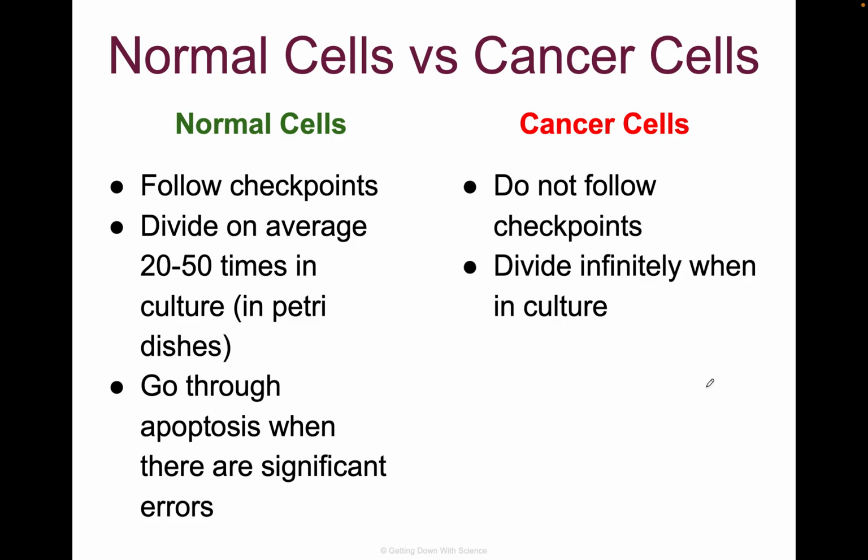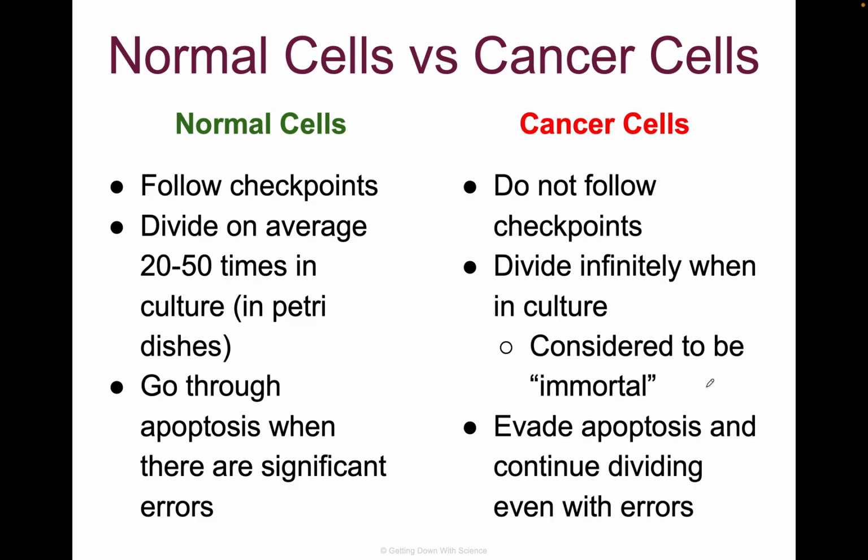They divide infinitely, right? So think back to Henrietta Lacks with the immortal cell line. They divide infinitely in culture and are considered to be immortal. They evade apoptosis and continue dividing even with errors. So, you know, cancer is again a misstep in these regulators, these checkpoints.